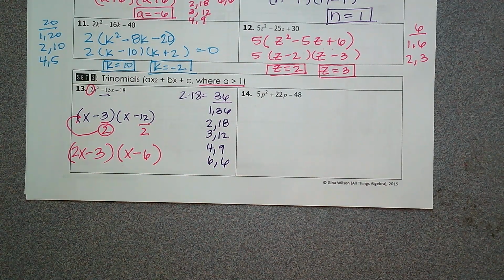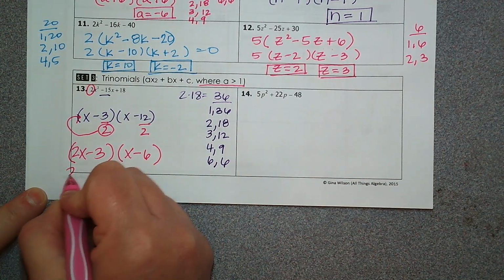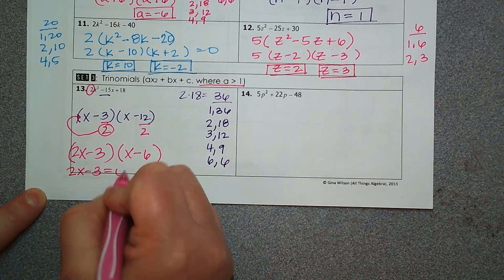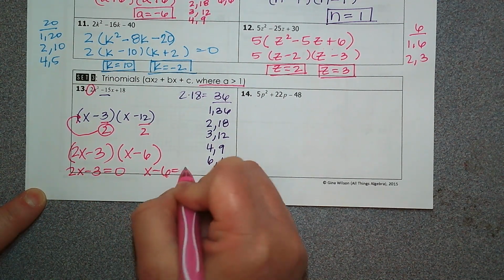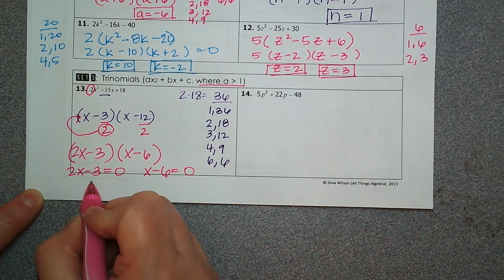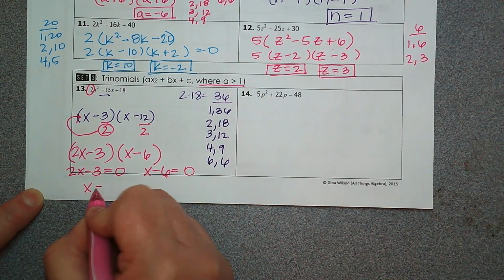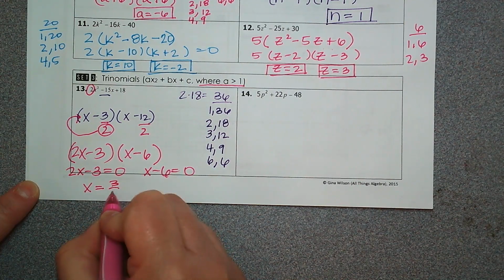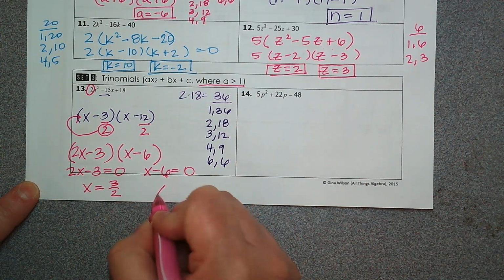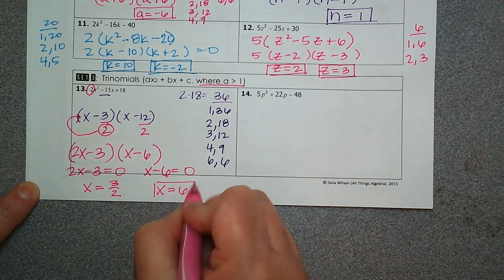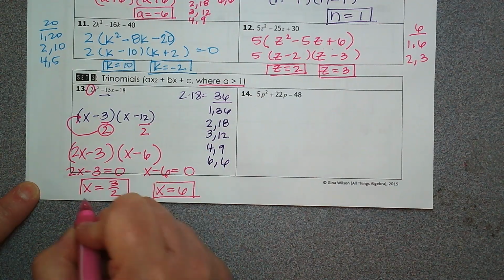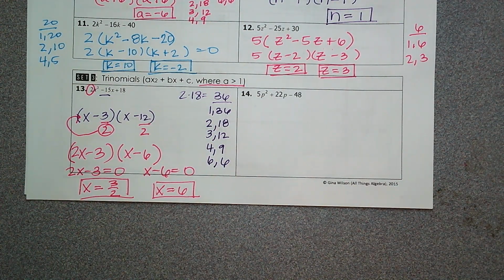Those are my factors. To find the solution, I set them equal to 0 and solve for x. Set both factors equal to 0 and solve for x. So I'm going to add 3 and divide by 2. Therefore, x is 3/2. If I add 6, x is equal to 6. So those are my two solutions.